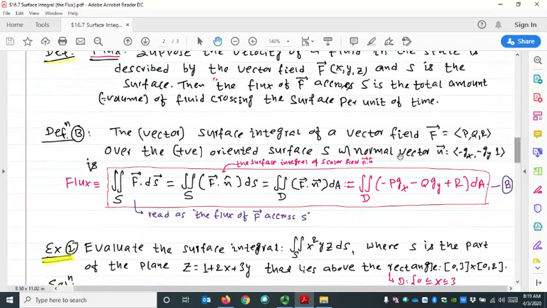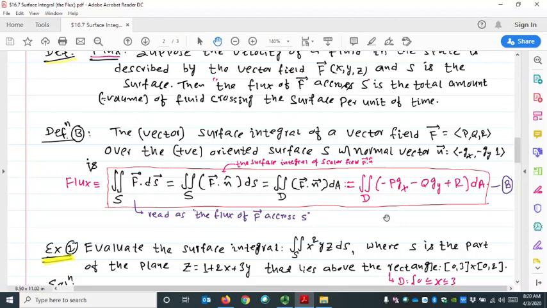Let's move on. Another definition. Definition B. The surface integral of a vector field F, whose components are P, Q, R, over the positively oriented surface S with a normal vector n is given as follows. The surface integral of F over the surface S equals the double integral over D of negative P times g_x minus Q times g_y plus R, times dA. This is the formula.